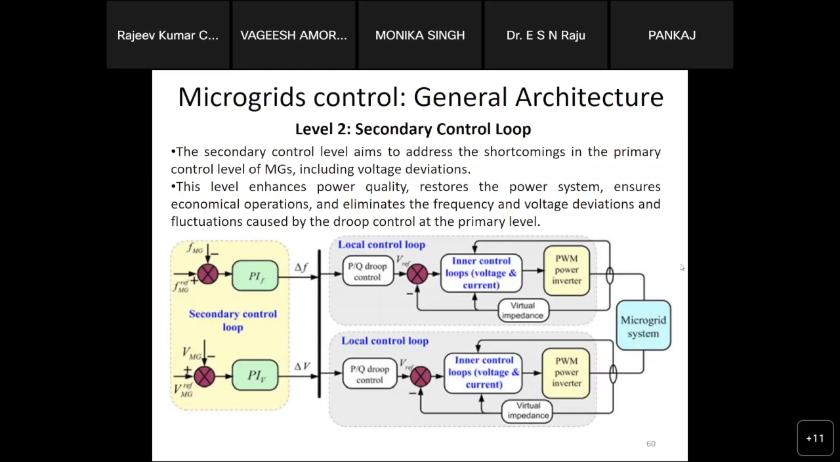So if you see the secondary level control, we have the frequency reference value, and we have the frequency of the microgrid, and we are taking the difference between the frequency reference and the frequency of the microgrid. With that, with the PI control, we are going to minimize the frequency and voltage deviation, which will be given to the local level control.